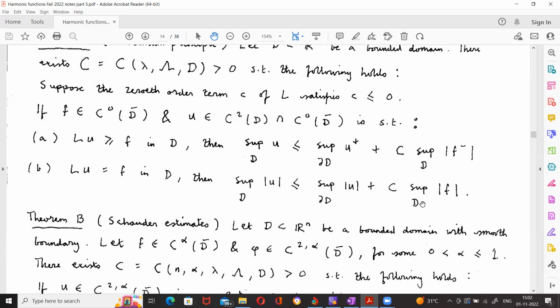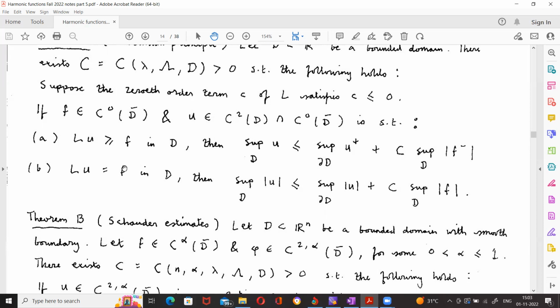Actually, let me just say, if this f is equal to 0, that's the case we normally look at, right? And L was the Euclidean Laplacian, then this becomes a subharmonic function. And this is the usual maximum principle. You don't need this u plus in that case. It just works with u also. The sup of u is less than the sup of u over boundary D.